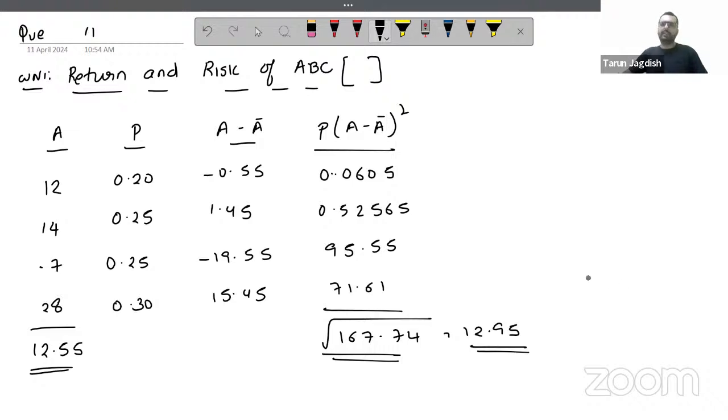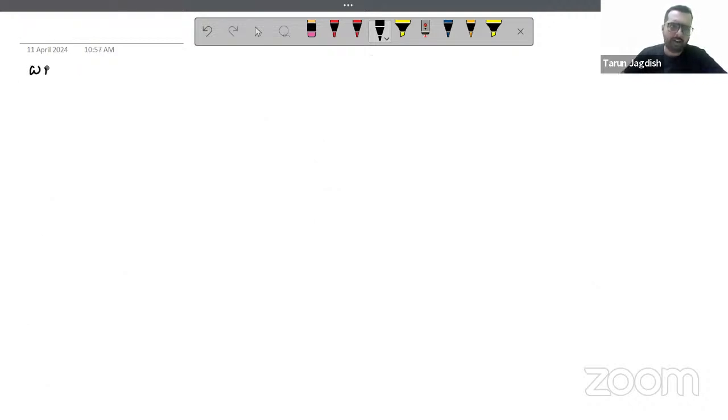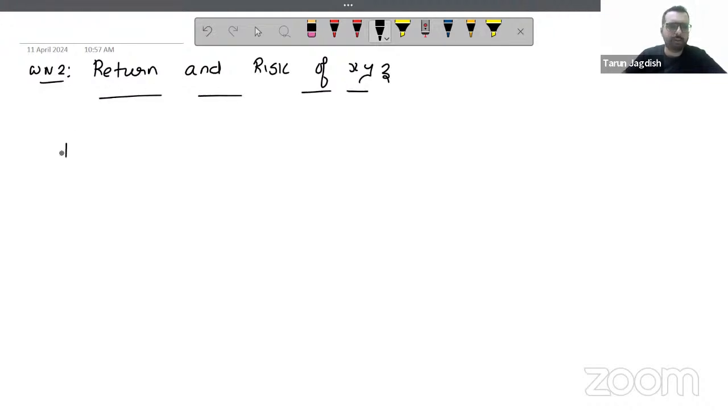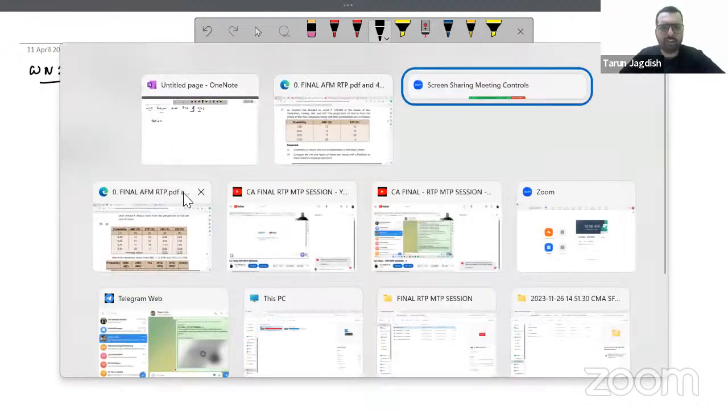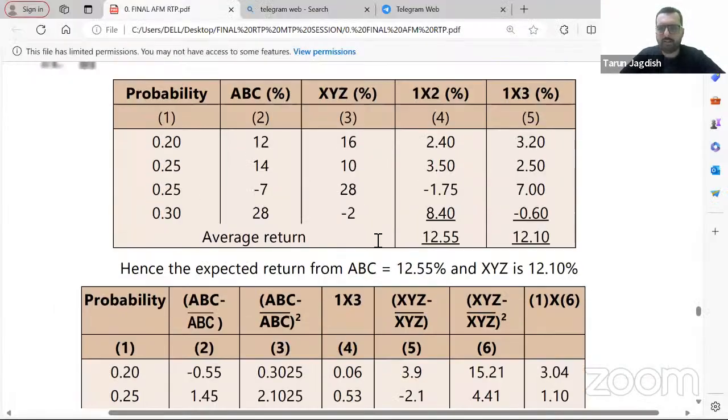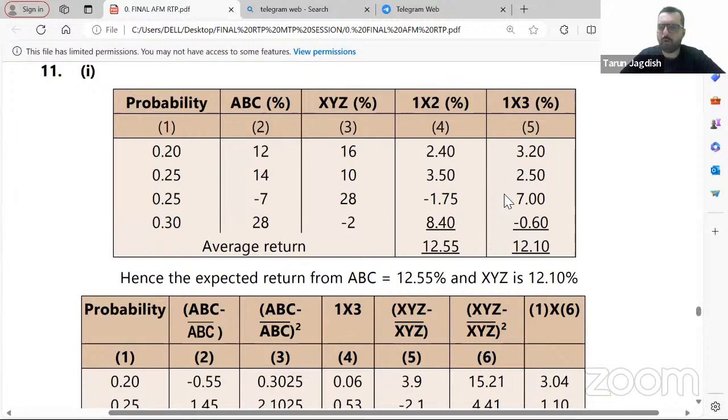12.95. Friends, exactly in the same manner, we are supposed to work out the return and risk of XYZ now. So I will write down working note number 2, return and risk of XYZ. Friends, I'm not going to do the entire workings here and waste our time. We can directly find the answer from the solution and discuss the remaining part. Because it will be a waste of time to just do the same thing what we already know.